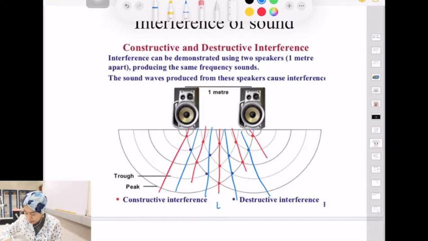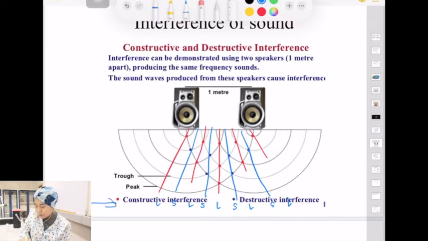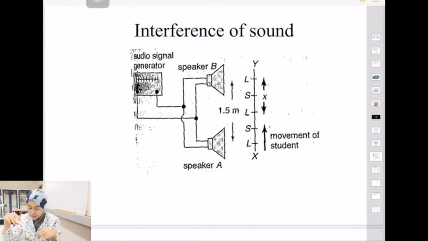So loud, soft, loud, like that. So if someone was to walk through here as that sound is being projected, then as he or she walks, he or she will be able to hear a loud sound, soft sound, loud, soft, loud, soft alternately, all right? So in an experiment setting, this is how it looks like. You have an audio signal generator connected to two speakers that are set a few distance apart. And then the students have to walk through and mark the area where you hear the loud sound and the soft sound.